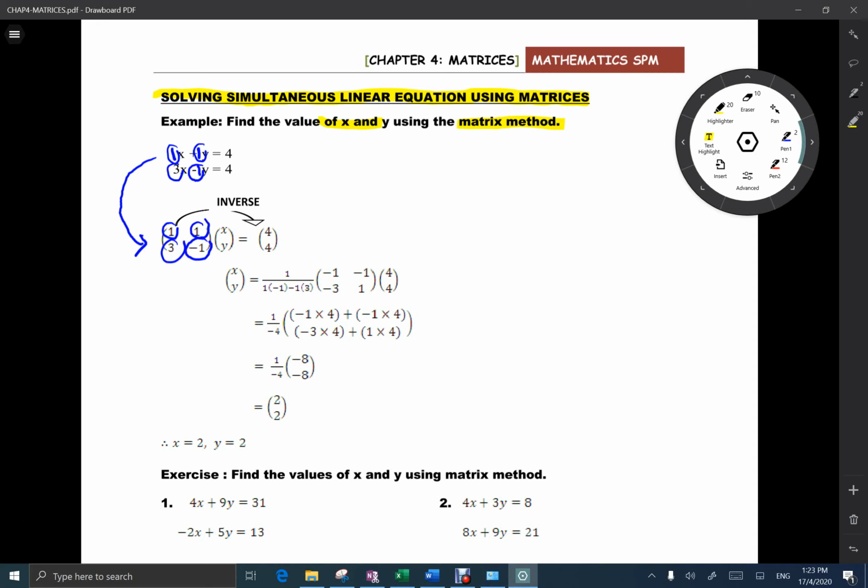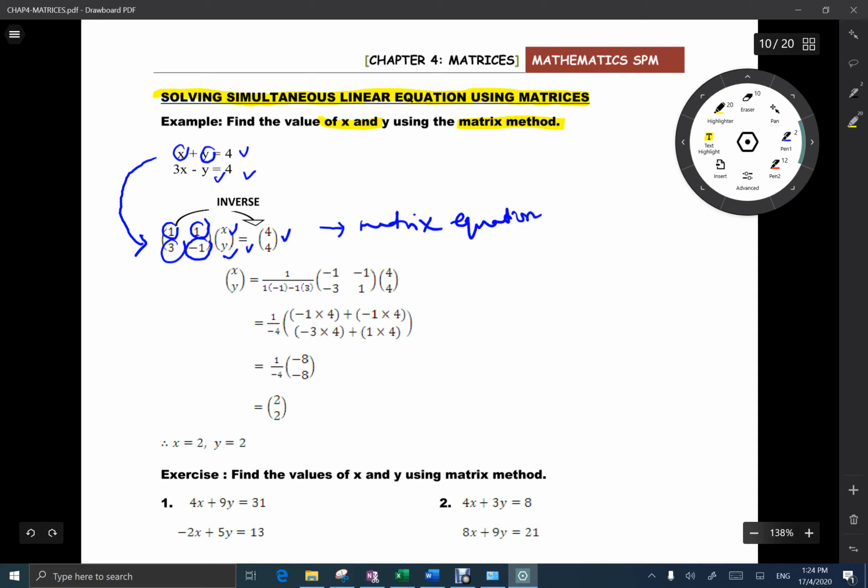Okay. Then times with x and y. Kenapa x dulu bukan y? Because you see the question dia tulis kat sini x dulu baru y kan? So you just follow. Okay, x, y, then equals to 4, 4. So this is what we call matrix equation.